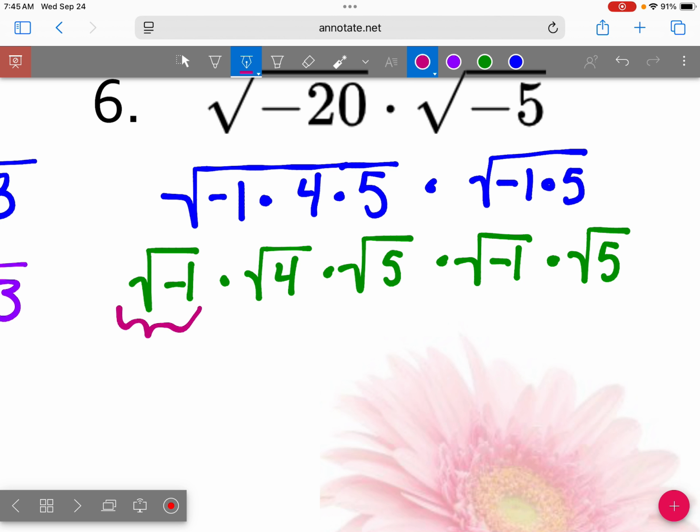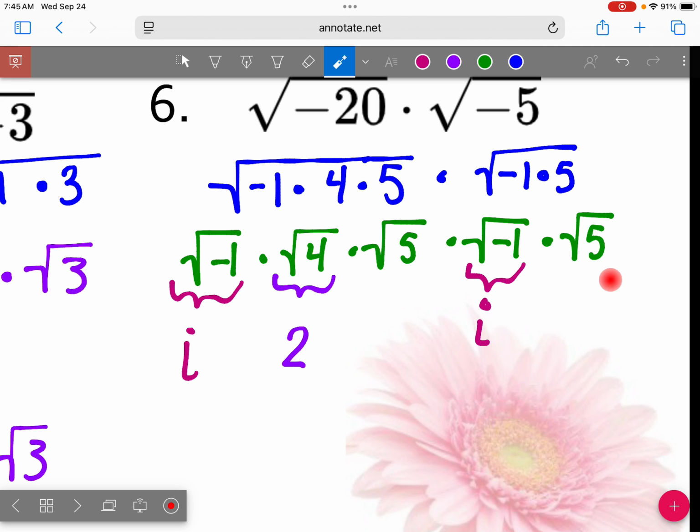So both of these square root of negative 1s, we know these guys are going to be i's. What about our square root of 4? What's that going to be? 2. And then I've got square root of 5 here, and square root of 5 here. So individually, I can't simplify them. So I'm going to leave them right there just like that for now.